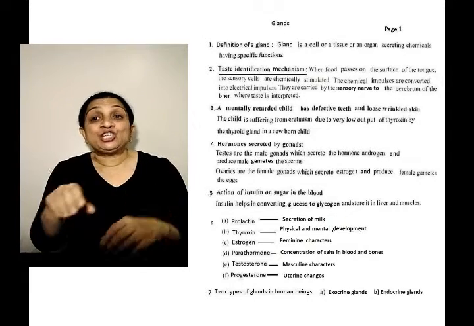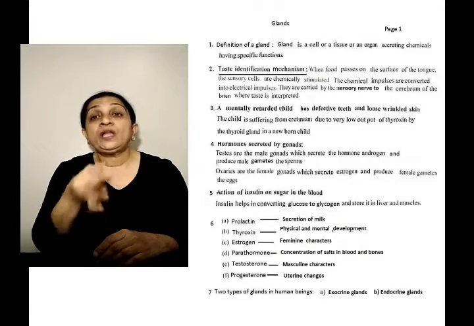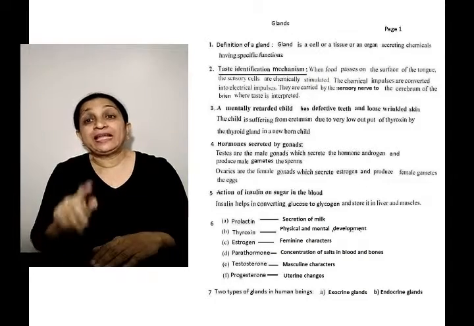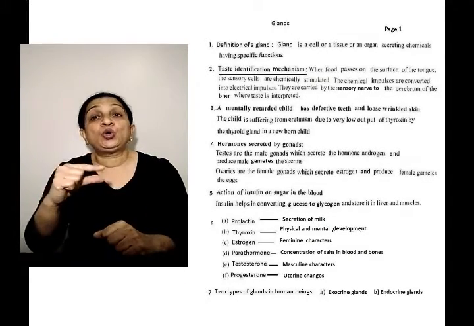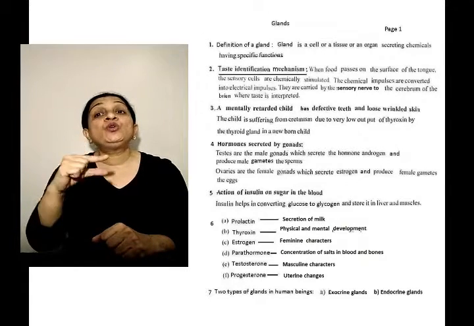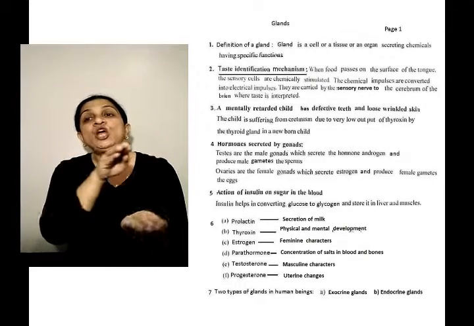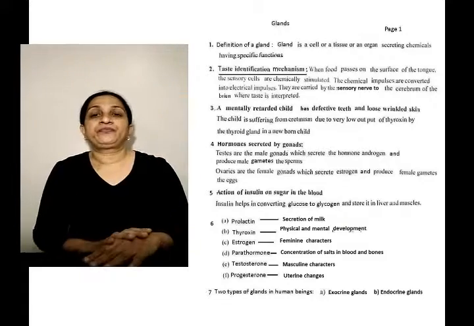Fifth, what is the action of insulin on sugar in the blood? Insulin helps to convert glucose to glycogen and store it in the liver and muscles.